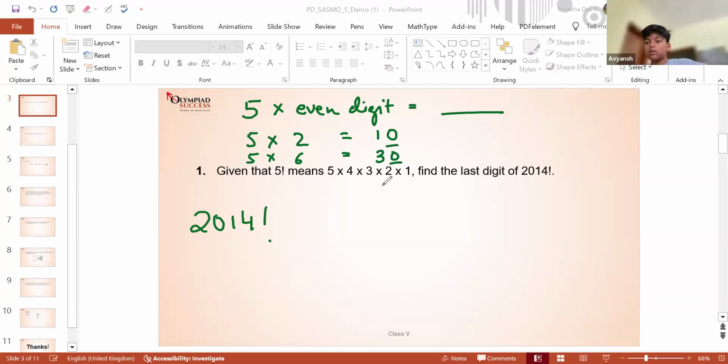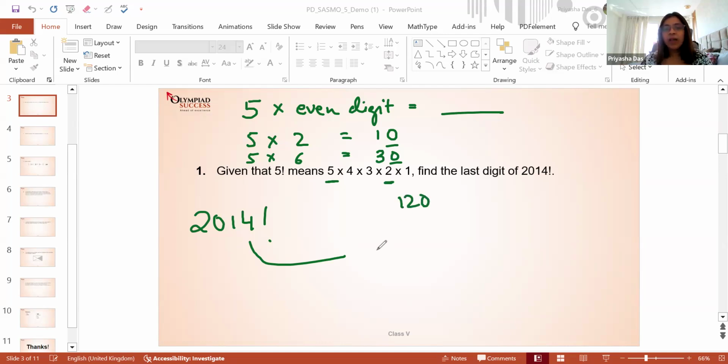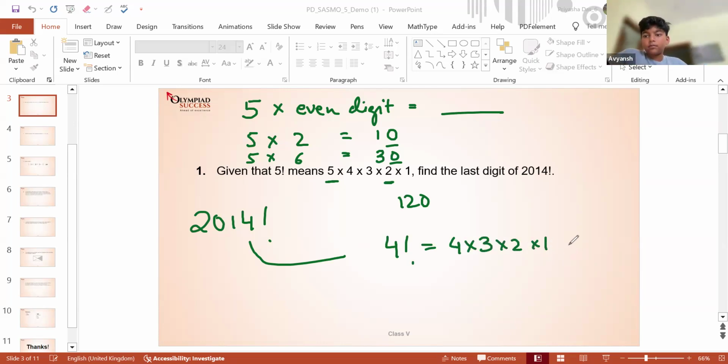So that's what you have to use in this question as well. When you keep on multiplying, you see a 5 and a 2 together, so you know that your answer ends in 0, like 120. But in the case of 4 factorial, which I asked you, there was no 5 and therefore the answer ended in a 4, not a 0. So the moment you have a 5 in your number and any even number getting multiplied with it, you will eventually get the last digit as 0.